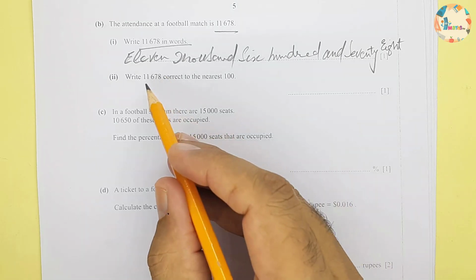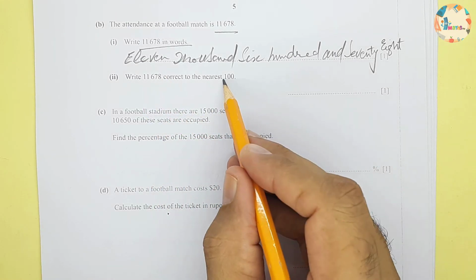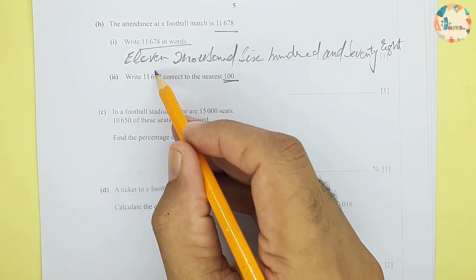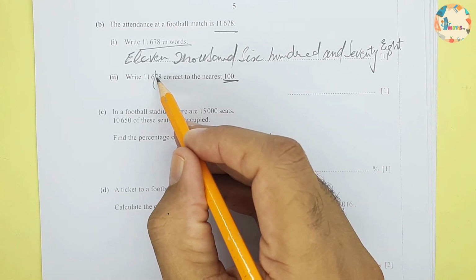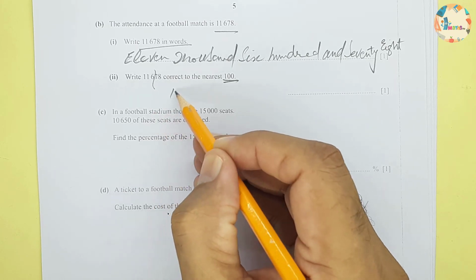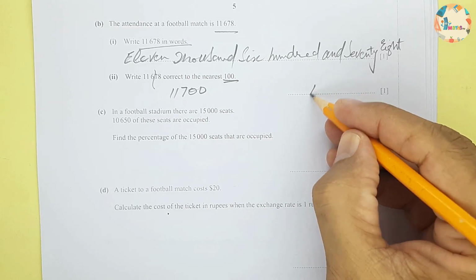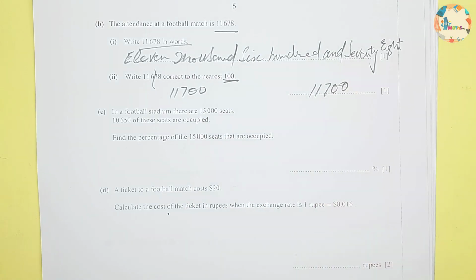Then write this number correct to the nearest 100. So 100 will be this one. So we'll have to round this one. 7 is more than 5. So 11,700. This will be the rounded one to the nearest 100.